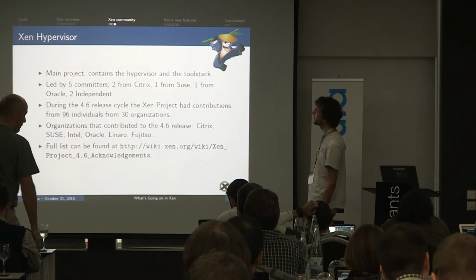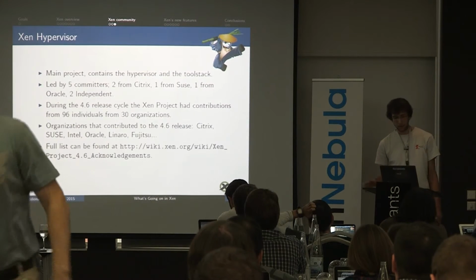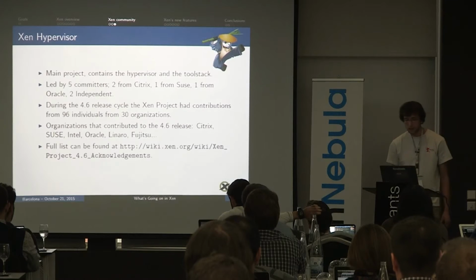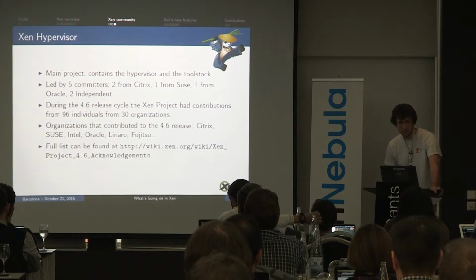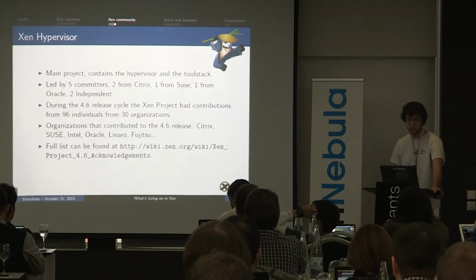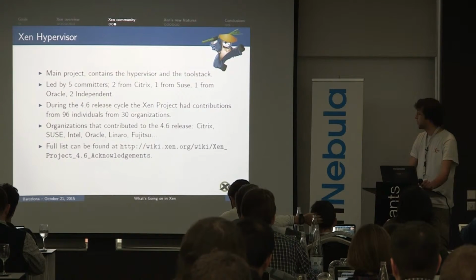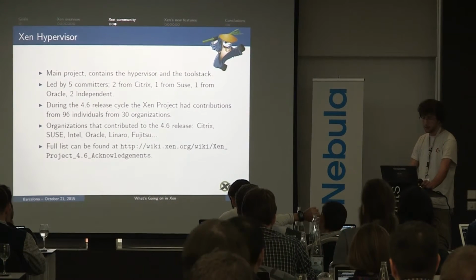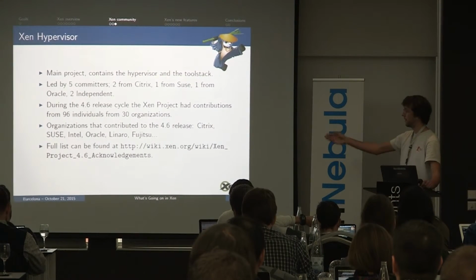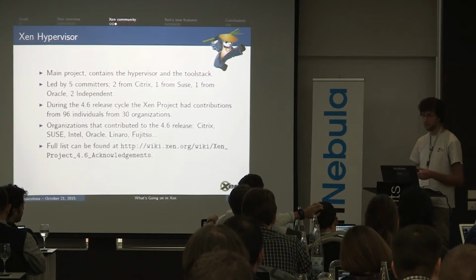We have committers from quite a lot of different companies, like Citrix, SUSE. We also have one committer from Oracle, and we have 2 committers that don't belong to any organization at all. And during the 4.6 release cycle, we had 96 contributions from 30 different organizations. And the companies that contributed more to the project were Citrix, SUSE, Intel, Oracle, Linaro also contributed, and Fujitsu also. You can find the full list on the following wiki page. I'm not going to list them all because there are a lot of them.